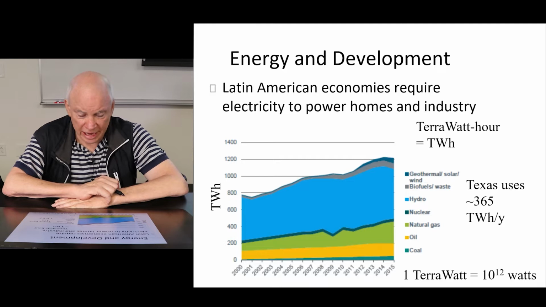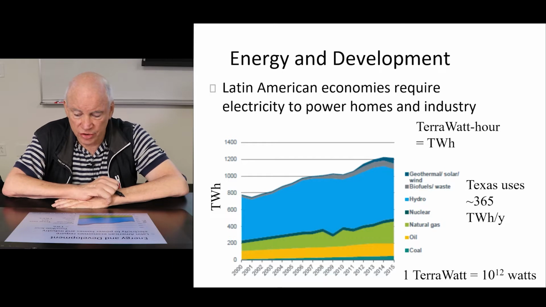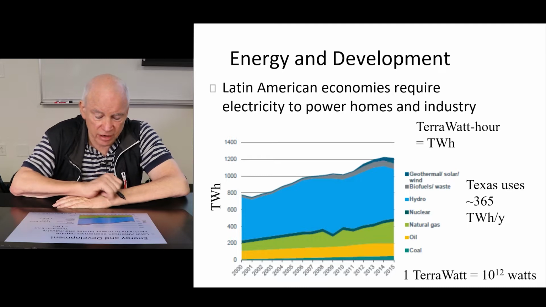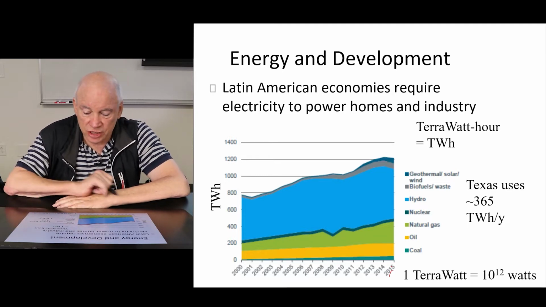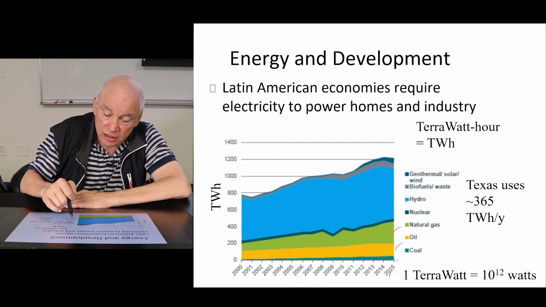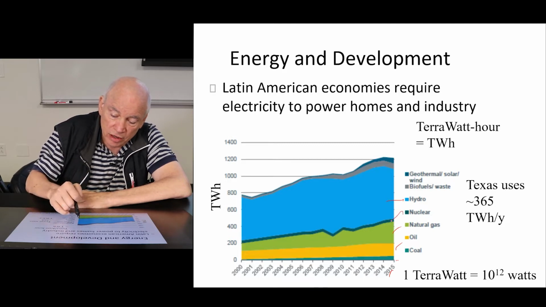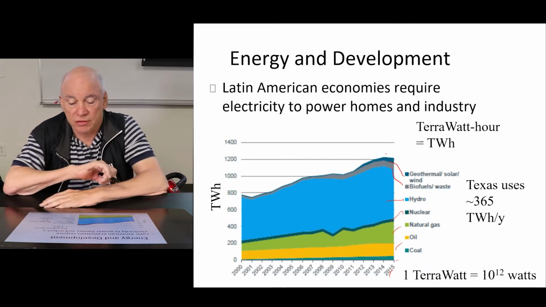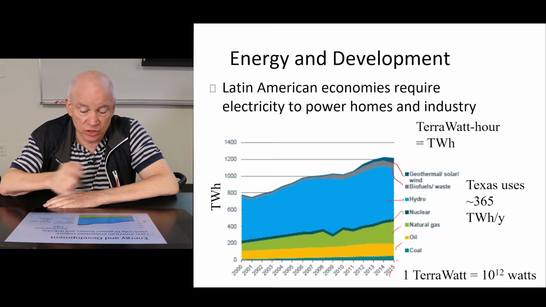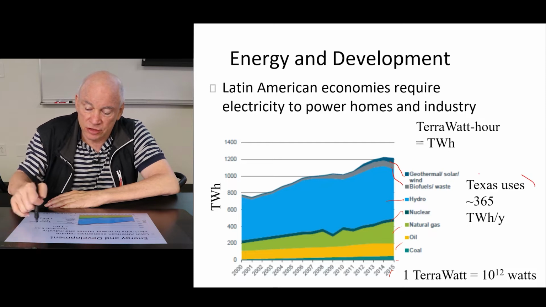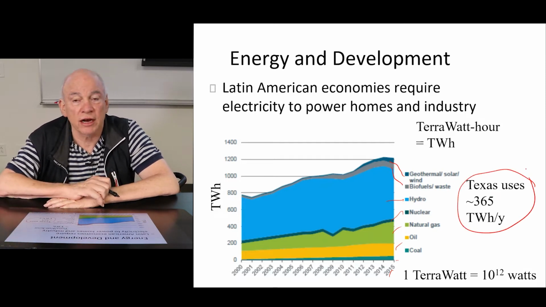So Latin American economies require electricity to power their homes and industries. So here you can see the growth of the electrical use in Latin America up through 2015. And you can see what's producing that electricity. A little bit of coal, fair amount of oil, fair amount of natural gas, lots of hydroelectric, a little bit of nuclear, biofuel waste, and increasingly geothermal energy. But by comparison to this, which is about 1,200 terawatt hours for all of Latin America, Texas uses about 365 terawatt hours per year.